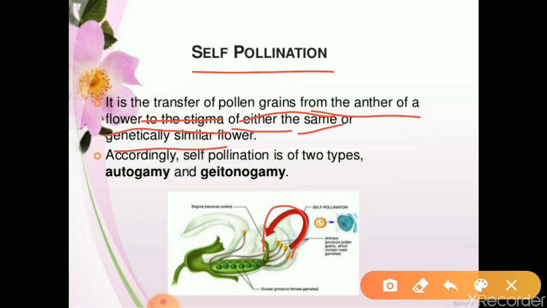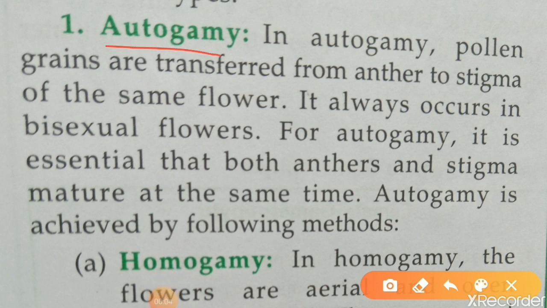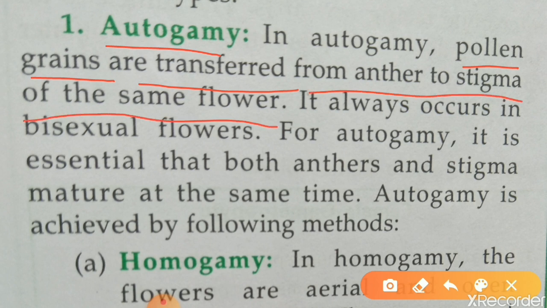Accordingly, self pollination is of two types. They are autogamy and geitonogamy. These are the two types of self pollination. One by one we can learn. Next we can learn about autogamy. Autogamy is a type of self-pollination where pollen grains are transferred from the anther to stigma of the same flower.